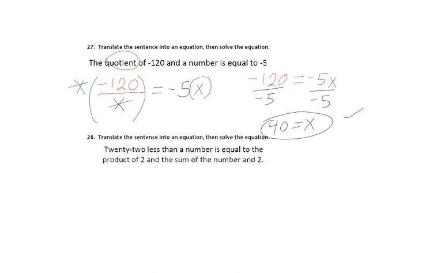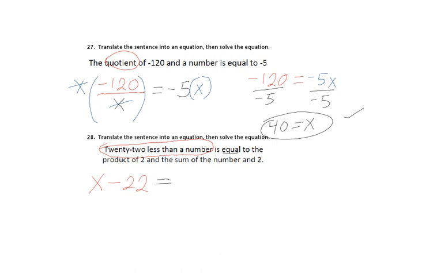Alright, let's take a look at 28. Okay, so the first part of the sentence says 22 less than a number. The word less means subtract, so that part means x minus 22. Equal means equals.